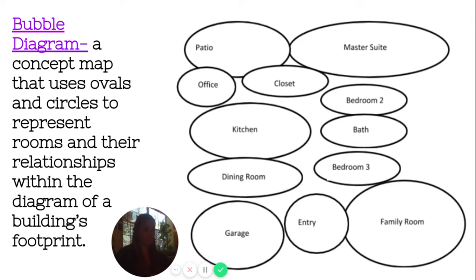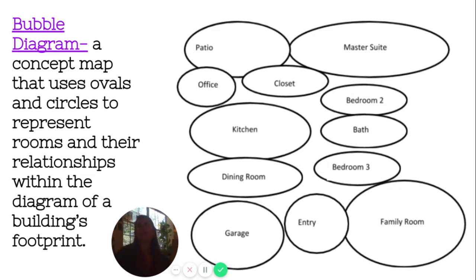So here's some things to write. A bubble diagram is a type of concept map that we use in interior design. It uses ovals and circles to represent rooms and their relationships within the diagram of a building's footprint. So it's a preliminary blueprint. It's kind of a sketch. It's a quick way to get all your ideas on paper.